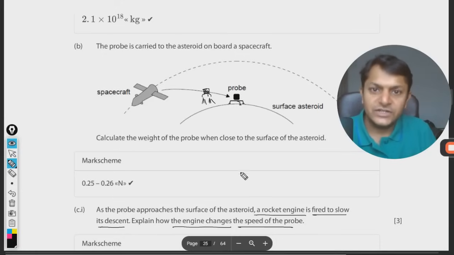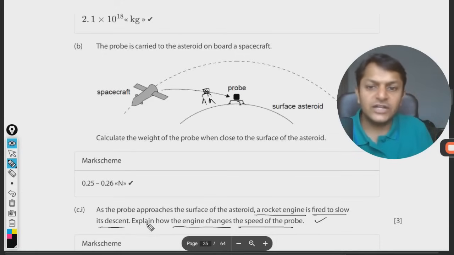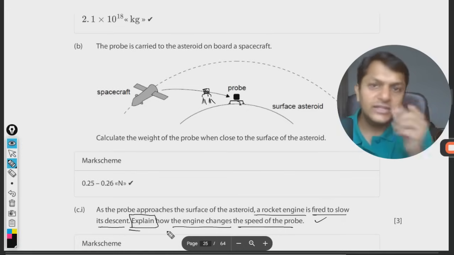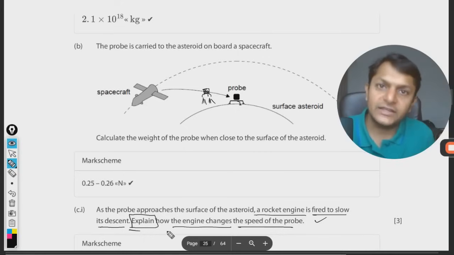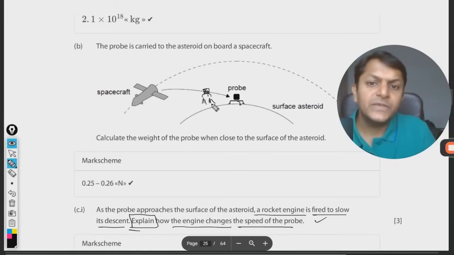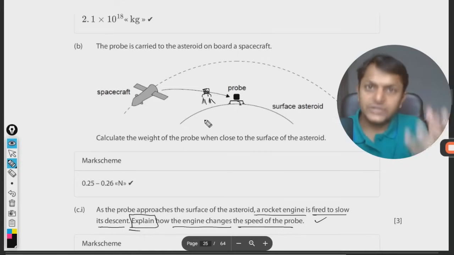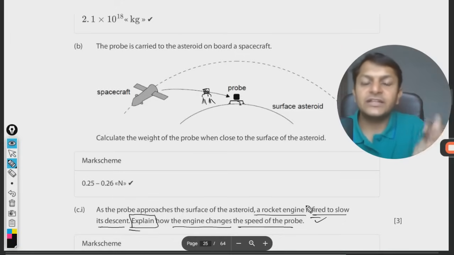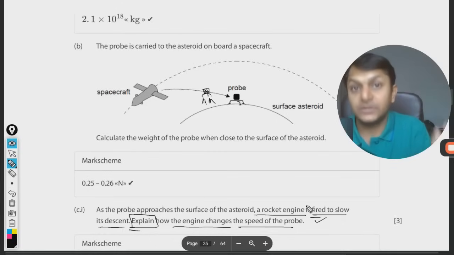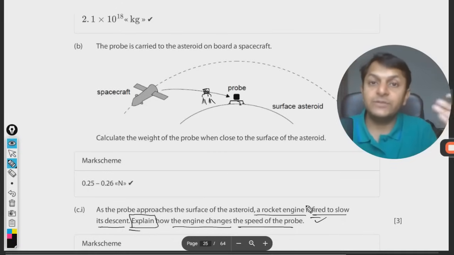So how is this achieved? This is what they want to ask you. It's just a theoretical question. Explain is the key word. Explain, describe. Whenever these words are written, it means that you need not go into the mathematical part of it. You just need to write the things. So you would write that the probe is going down, so there is a momentum for the probe. But when the rockets are fired, there is a force acting in the upward direction, and that is why it is continuously reducing the momentum of the probe, and by the time the probe reaches the surface of the asteroid, the velocity becomes zero.